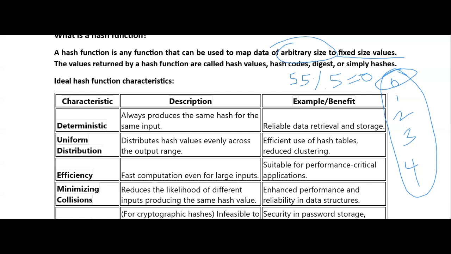So even if the inputs are very large, it should be able to compute the hash values very fast, suitable for the performance of critical applications, and also minimizing collision. So the hash function should not map to the same hash value most of the time. Okay, so we cannot avoid collisions. Avoiding collisions is not possible. But whatever hash function we are choosing, it should be able to minimize collisions. The number of collisions that occur whenever we are mapping the keys onto the hash table should be minimized.